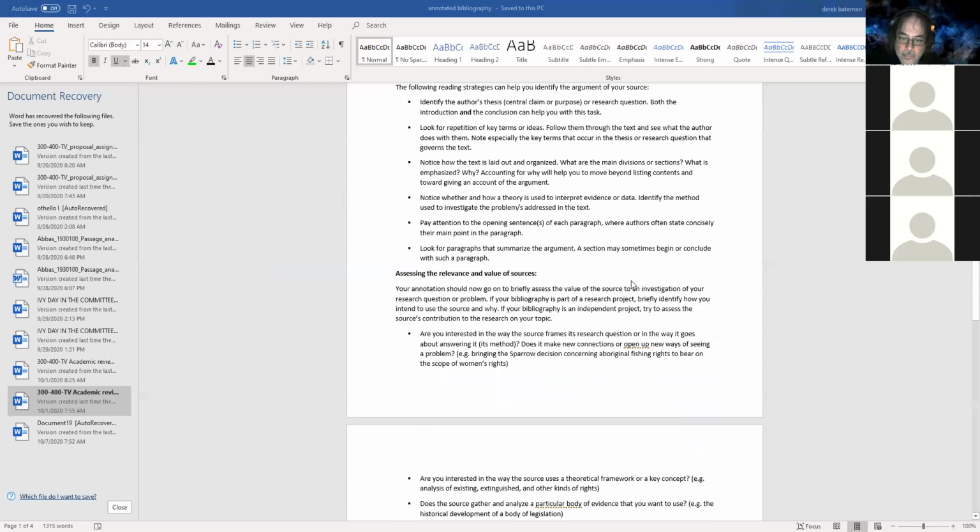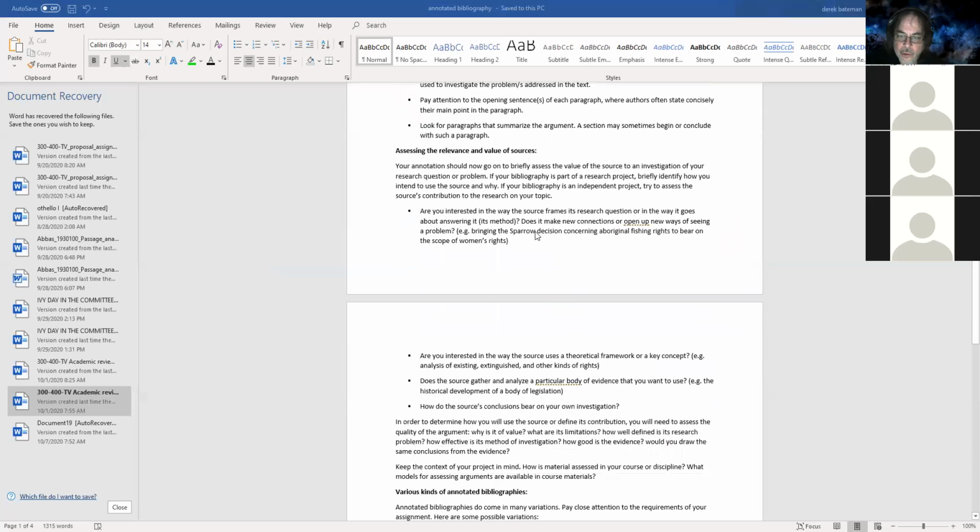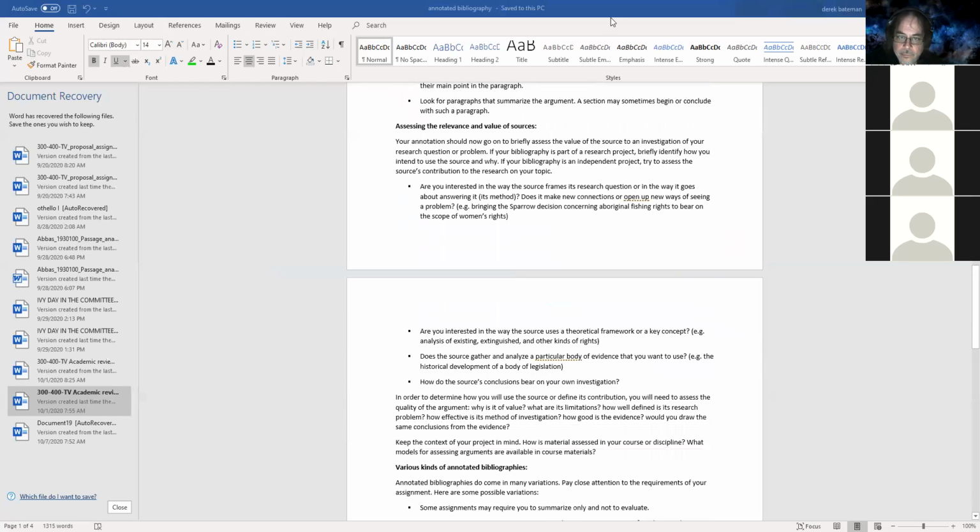So, assessing the relevance and value of sources. After you've done the reading, your annotation should now briefly assess the value of the source to an investigation of your research question or problem. That's what you're going to write now. This is your annotation, what comes after you have laid out the citation. And the key word here: the articles you choose need to have value for you, value for your project.